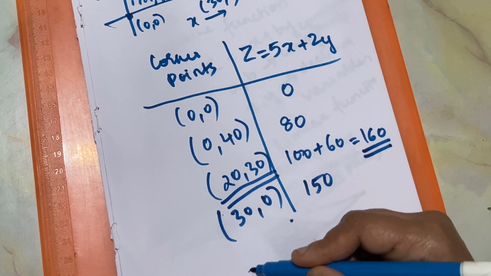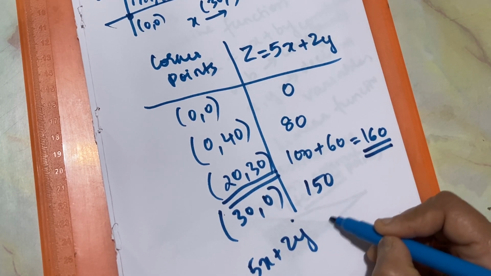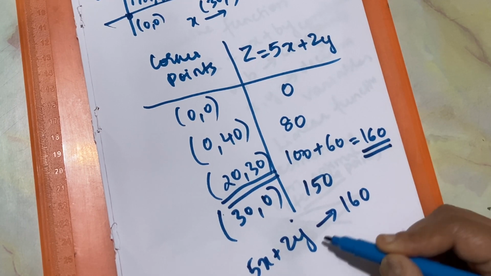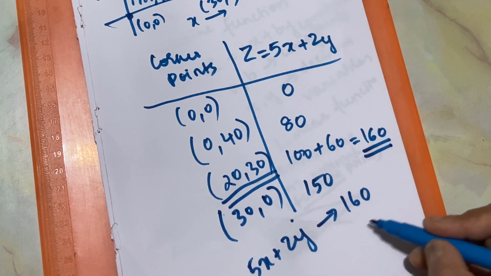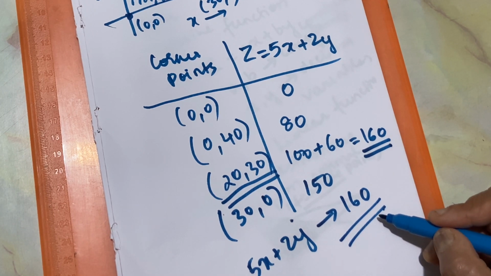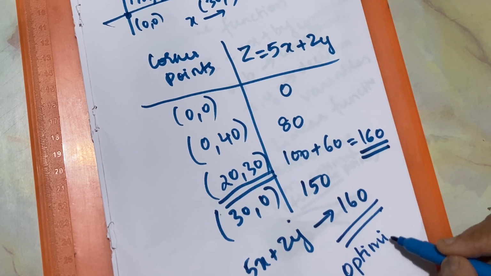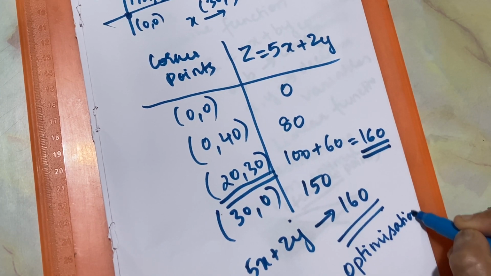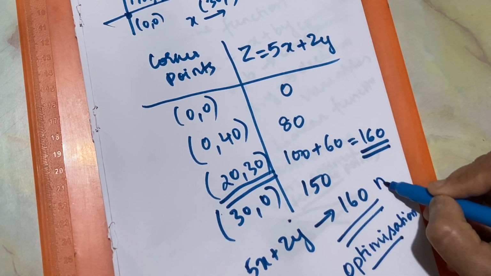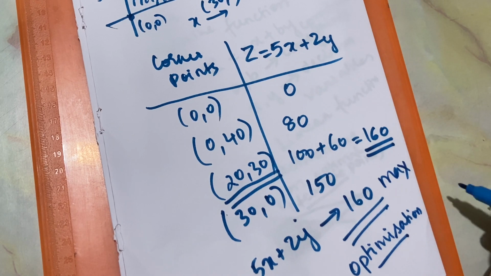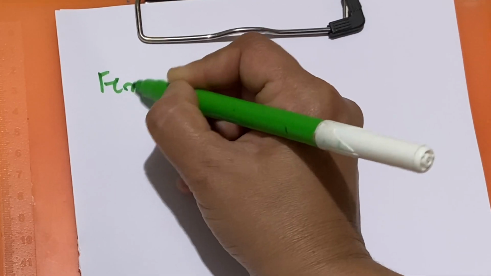So this function 5x plus 2y has maximum value when x is 20 and y is 30. This is the inference we get. Finding the best solution is also called optimization. When we optimize, we either look for maximizing or minimizing. Now we'll do another sum for minimizing.